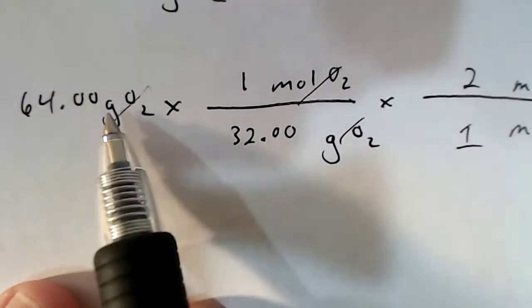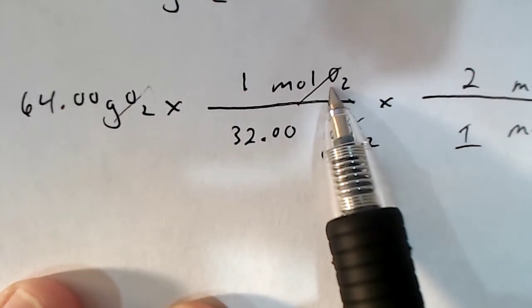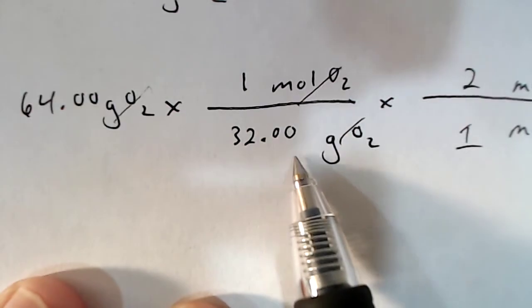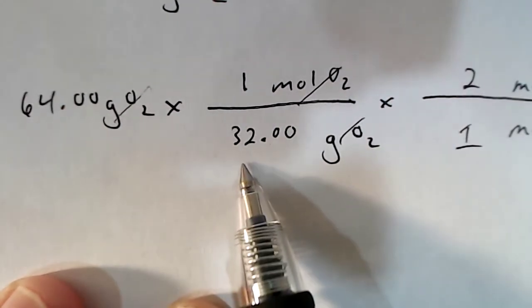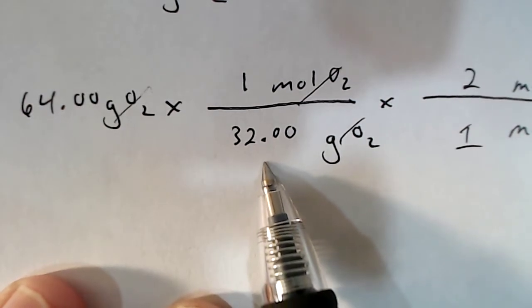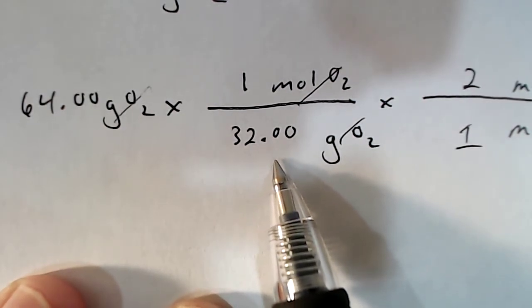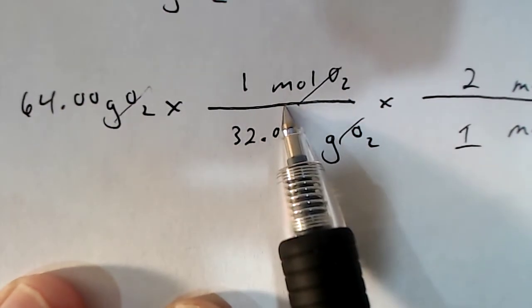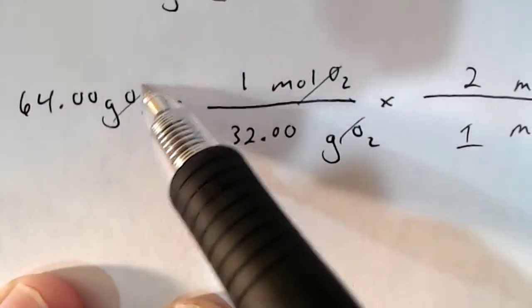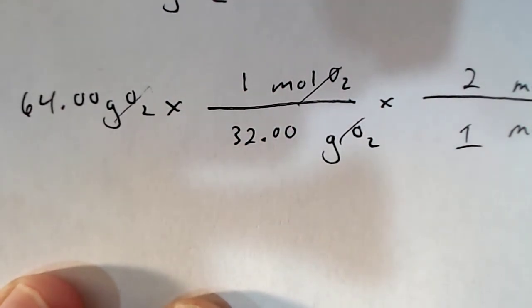So we'll set the problem up starting with grams of oxygen. We'll convert into moles of oxygen. We know that for every mole of oxygen, there's a certain mass of oxygen, the molar mass of oxygen. So that's on the periodic table. 2 times 16.00, that's 32.00 grams of oxygen per mole of oxygen. So grams of oxygen is on top and bottom, it's canceled. Now we're into moles of oxygen.